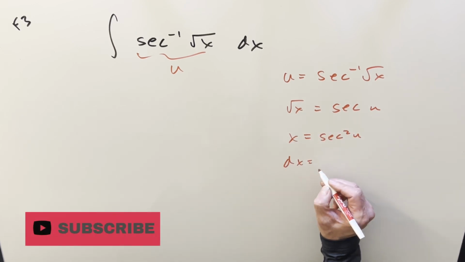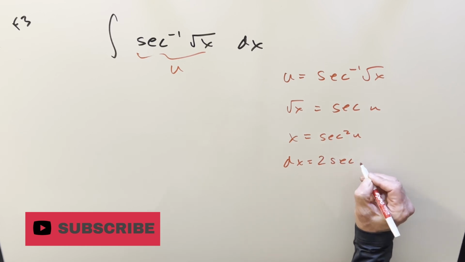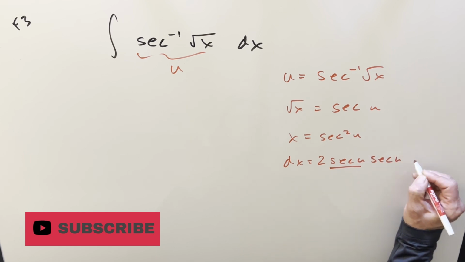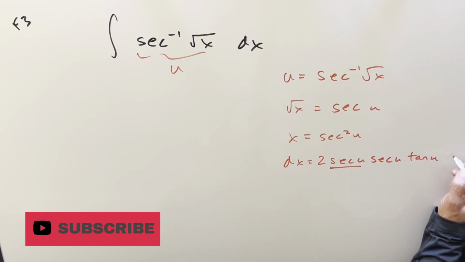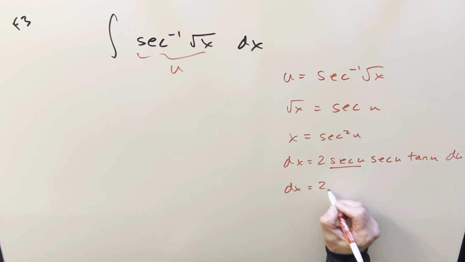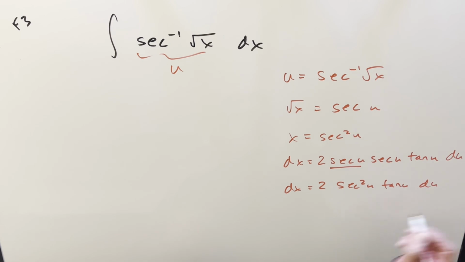Take a derivative, we get dx. Derivative here, first product rule, 2 secant u. Chain rule on this is going to be secant u tan u du. Clean up this dx value by multiplying together the secants. We're going to have just 2 secant squared u tan u du, and we'll go ahead and substitute.